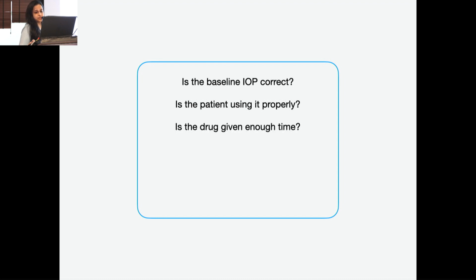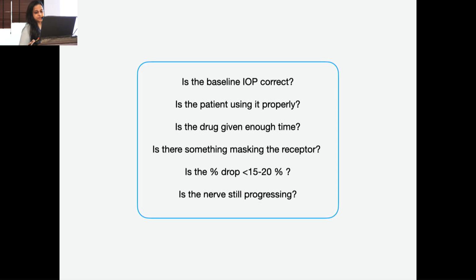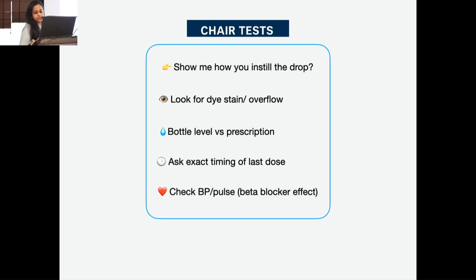Is the patient using it properly? Is the drug given enough time? Is there something masking the receptor? Is the percentage drop less than 15 to 20%, and is the nerve still progressing? You see all this and you know that it's a true non-responder. Then you can change the drops.